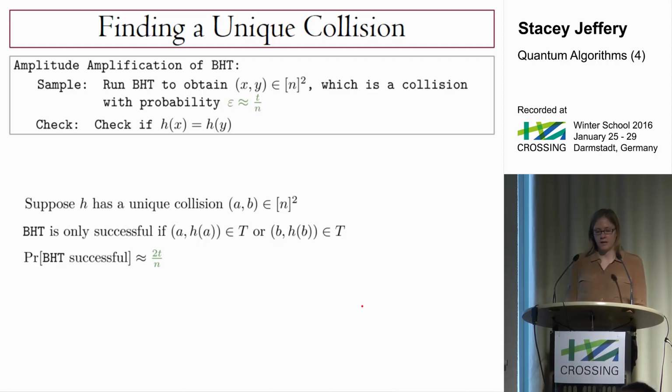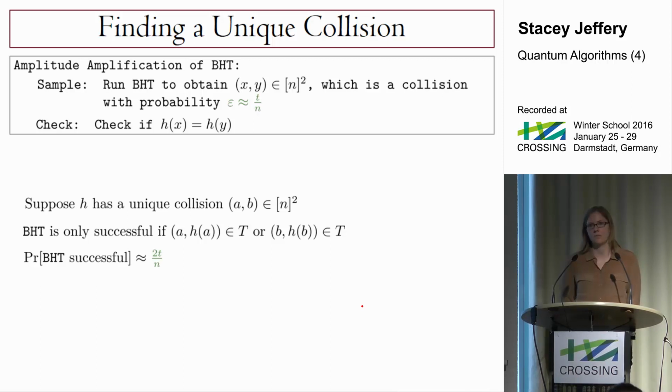Okay, so it's a sample that is sort of good with probability t over n. And then to check, we'll just look at the output of Brizard-Hare tap, and we'll check if it's a collision. And actually, it's not completely clear what Brizard-Hare tap outputs if it doesn't find a collision.